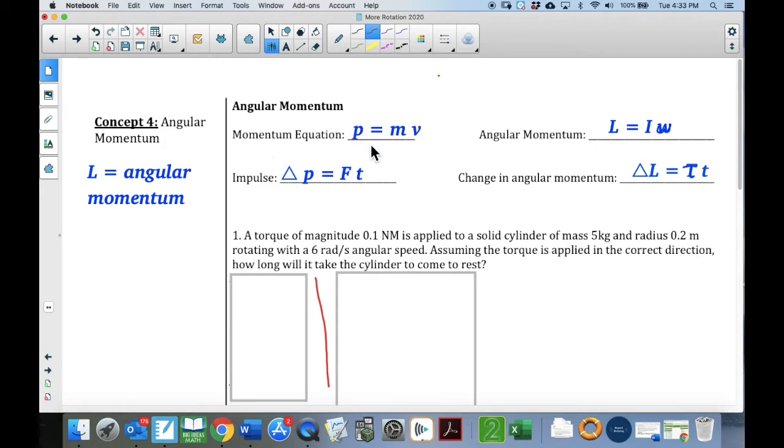Similar to the P with linear momentum, I don't know who chose L. I think they ran out of variables and they just decided to go with L. It is a capital L.